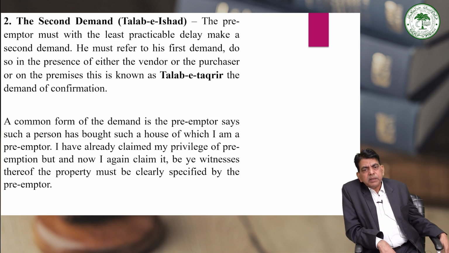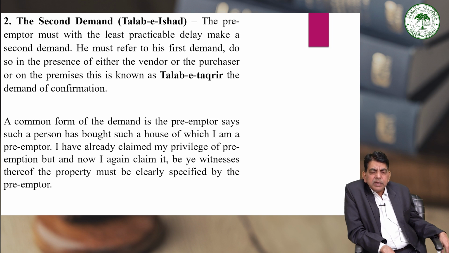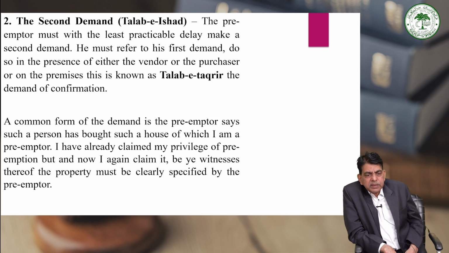After a reasonable delay, in order to show that he is so much interested, he can go directly to the spot of the property, and he can make the second demand for the property. That is known as Talab-e-Ishhad. A common form of the demand is the pre-emptor says: such a person has bought such house of which I am a pre-emptor, I have already claimed my privilege of pre-emption, and now again I claim it, be ye witness thereof. The property must be clearly specified by the pre-emptor.